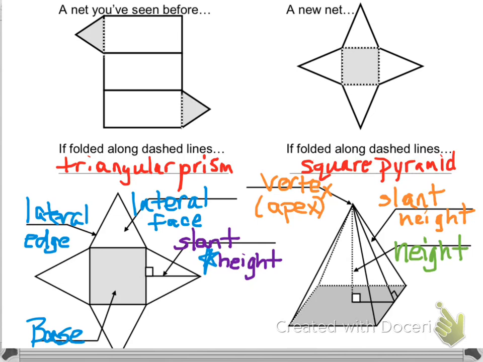Well, the main thing right now is that you can tell the difference with it closed, your slant height to your height. And you cannot see the height of the pyramid on the net. You can see it when it's closed, but you cannot see the height of the pyramid when it is the net.